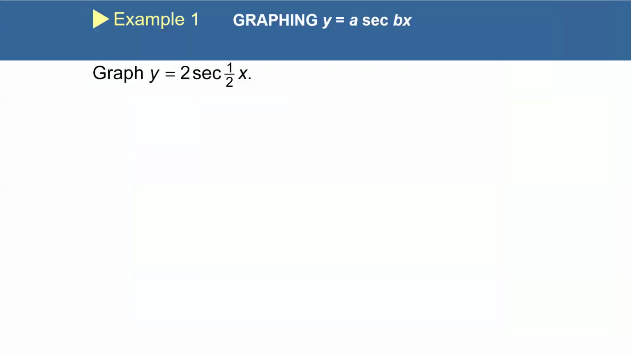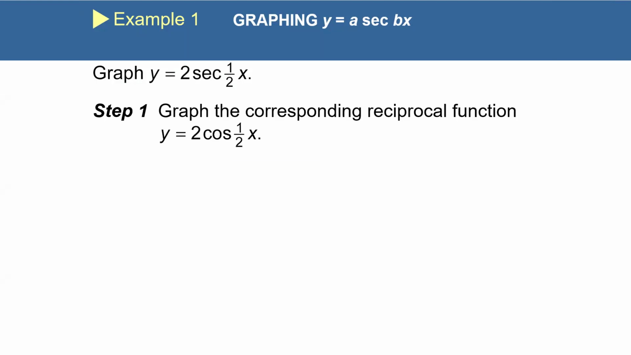Okay, so let's do one together. We have y equals 2 secant 1/2 x. We're going to graph the reciprocal function first, which means we're going to graph cosine. So we're going to graph 2 cosine 1/2 x, which we already know how to do, correct?